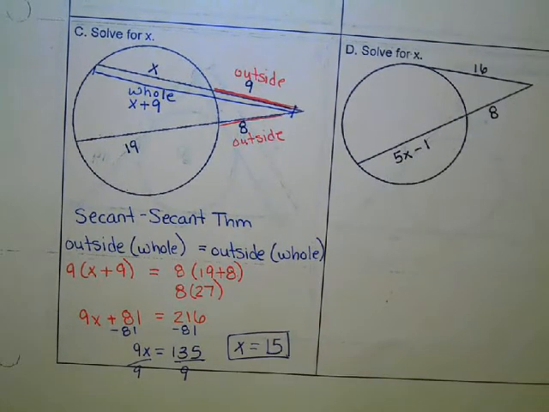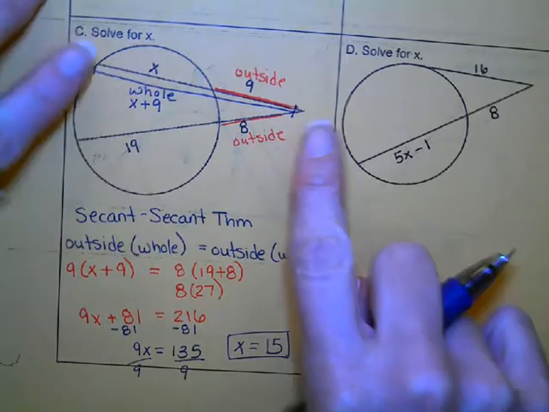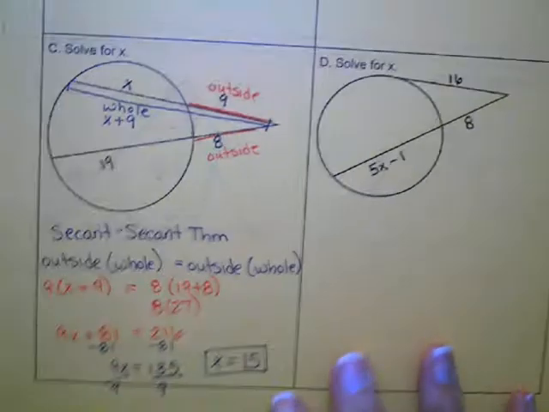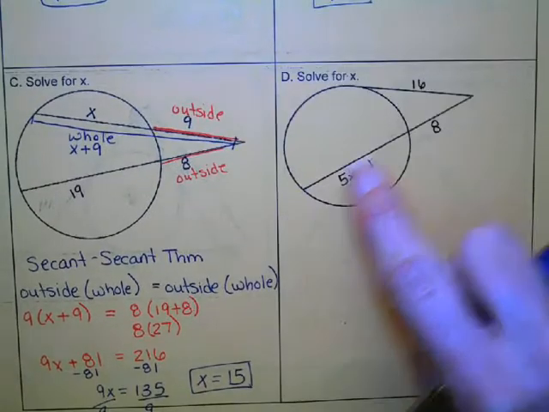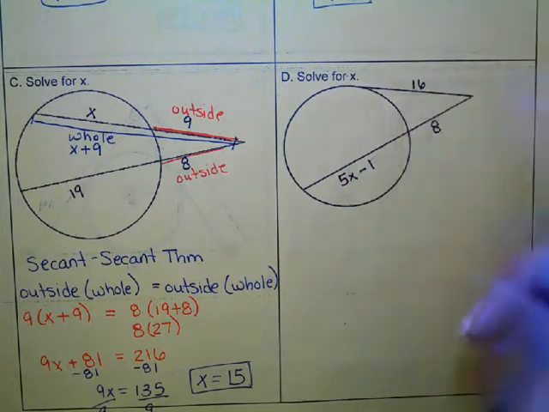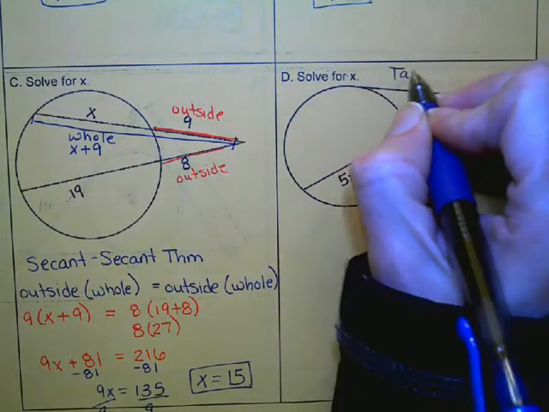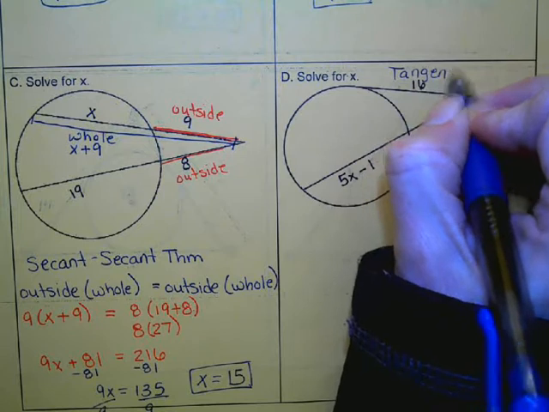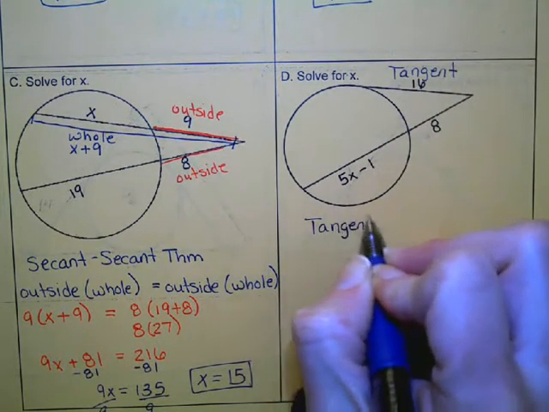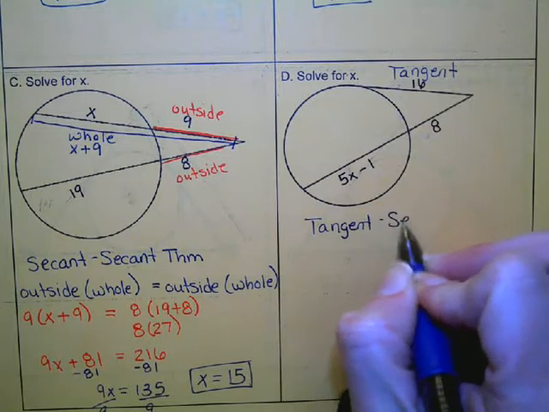So a segment that extends outside the circle is called a secant. On this one, we have a secant, it extends outside the circle, but then we have one that's just outside the circle. The one that's outside the circle is called a tangent. So this is called the tangent secant. So those are the two types of segments we have.